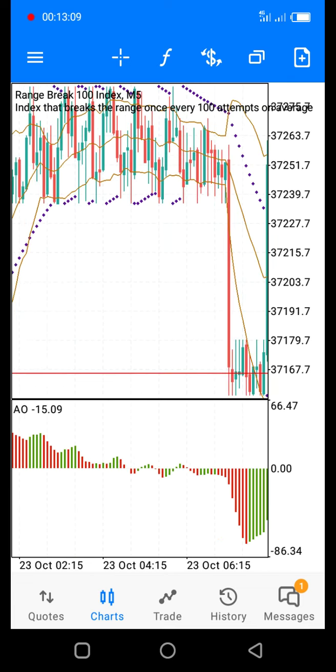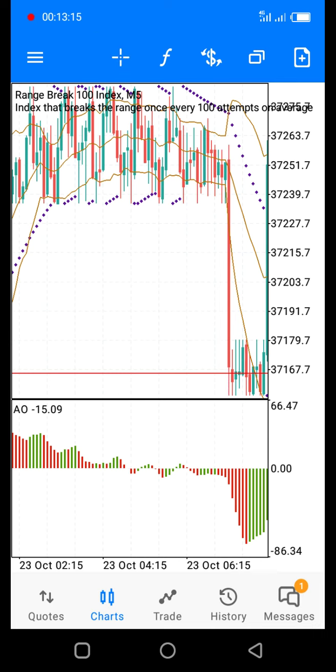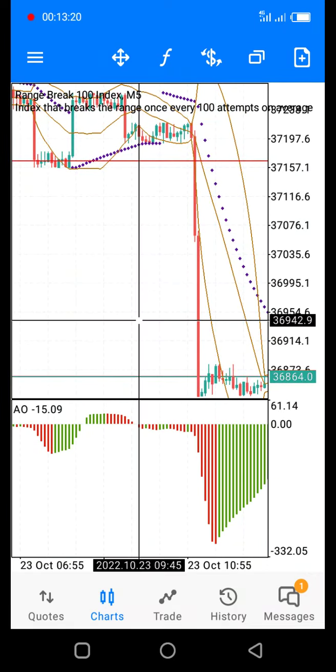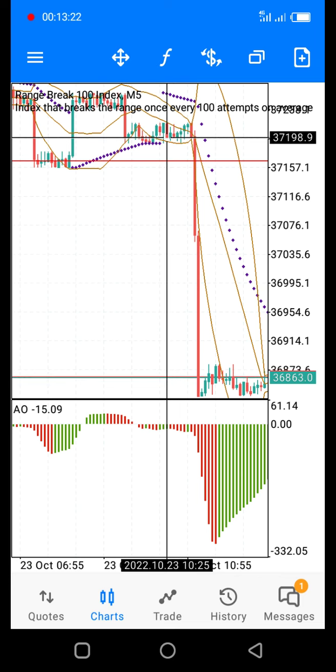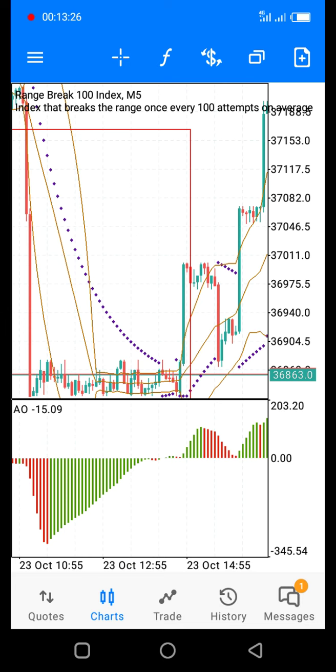You can see the market was just going up and down, going up and down, until another signal occurred and it came down in that particular direction. So another sell signal again here. Can you see it now? That is how the strategy works.